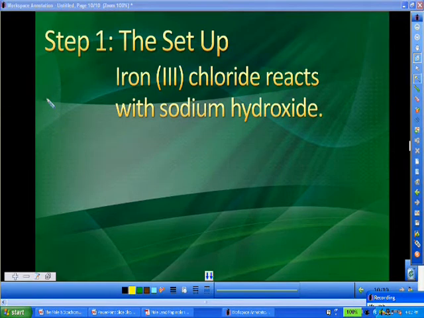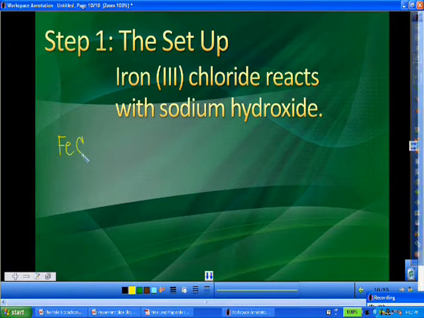So we have iron 3 chloride reacts with sodium hydroxide. So we need to write a correct chemical equation, and then we have to balance it. So there are sodium hydroxide and iron 3 chloride. Now, you have to take a look at this and figure out what type of reaction this might be so that you can properly predict the products.